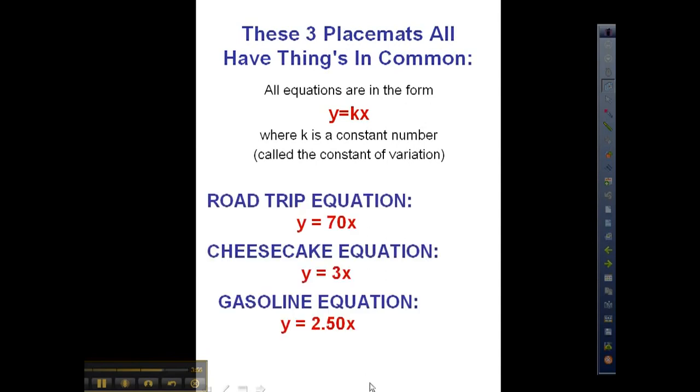All of these equations take on the same form. Y equals the slope times x. Your constant for each one of these just happens to be the same as your slope. Your constant of variation, what Holt calls constant of variation, what Glencoe calls constant of proportionality, it's going to be the same as your slope on your line.